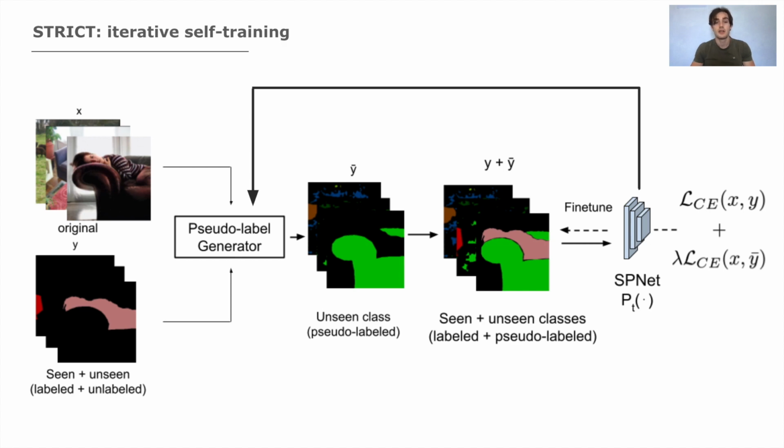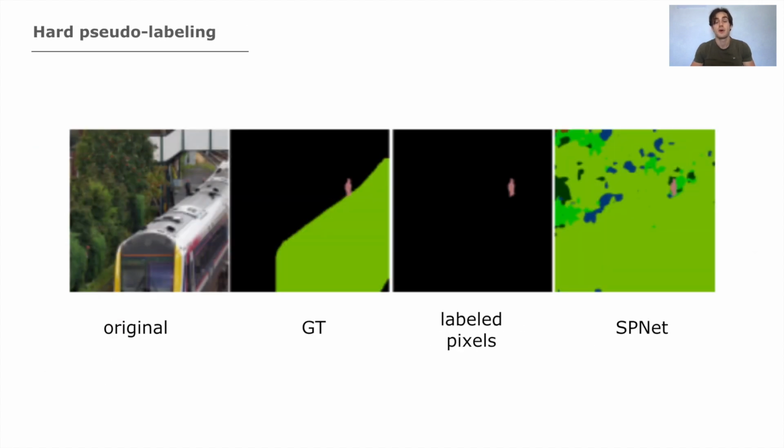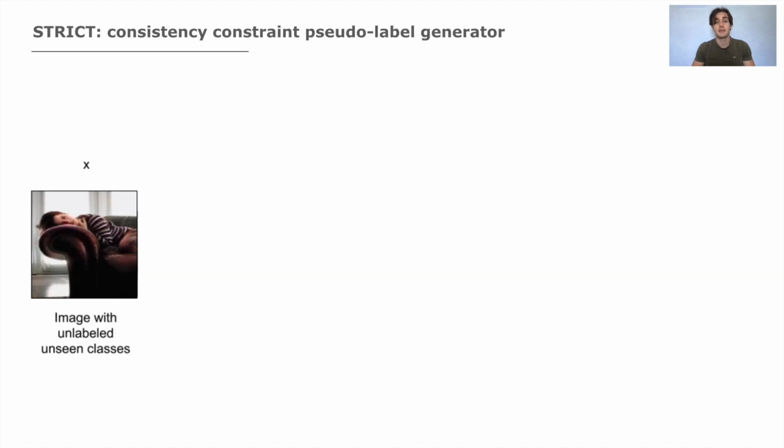As said before, generating hard pseudo-labels as one-hot predictions directly from the pre-trained generalized zero-label semantic segmentation model is not ideal because of the high level of noise, as we can see in this figure. The key assumption of our method is that a pseudo-label is more likely to be correct if the model predicts the same label when presented with different augmented versions of the same image. We call this approach consistency constraints, and it works in this way.